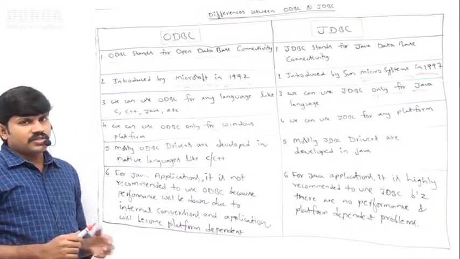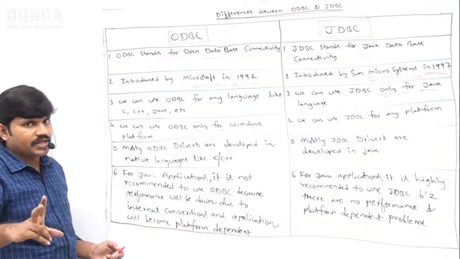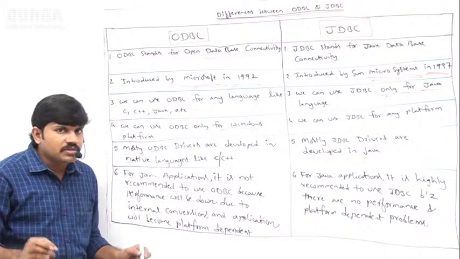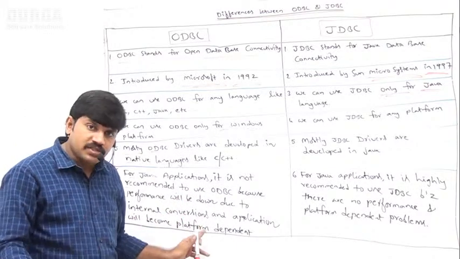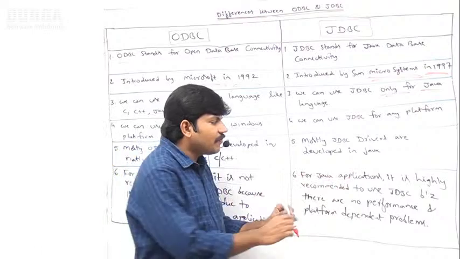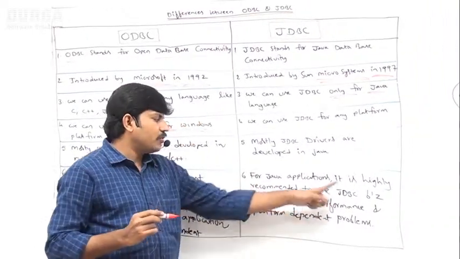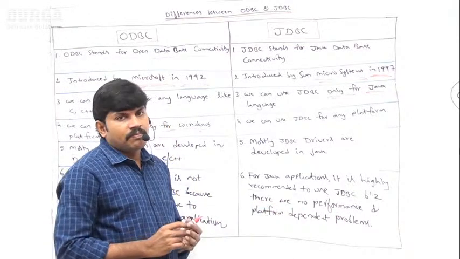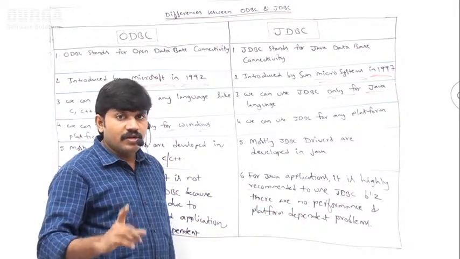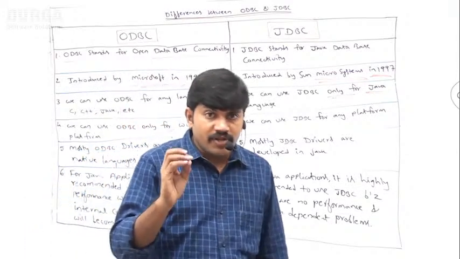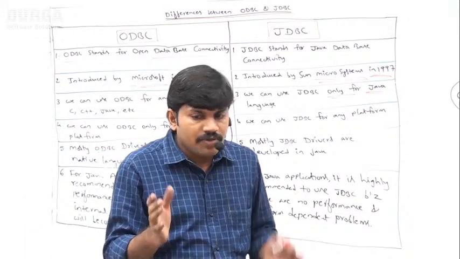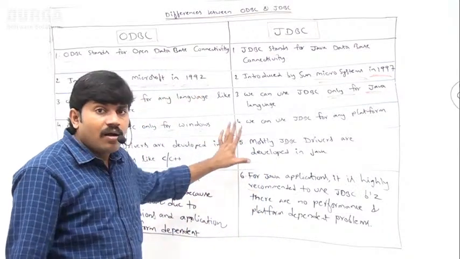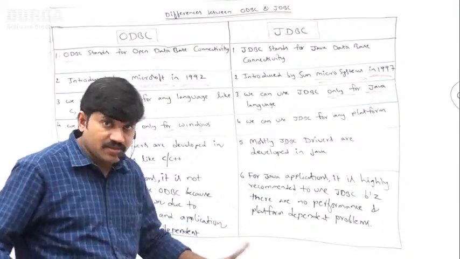Because of these two reasons, one is a performance problem, the second is that the application will become platform dependent, the ODBC concept is not recommended for Java applications. For Java applications, it is highly recommended to use JDBC because there are no performance problems and no platform dependent problems. Clear for all of you? This is a most valuable question for the interview room: what is the difference between JDBC and ODBC? You should be in a position to tell all these differences. That's all, sir.